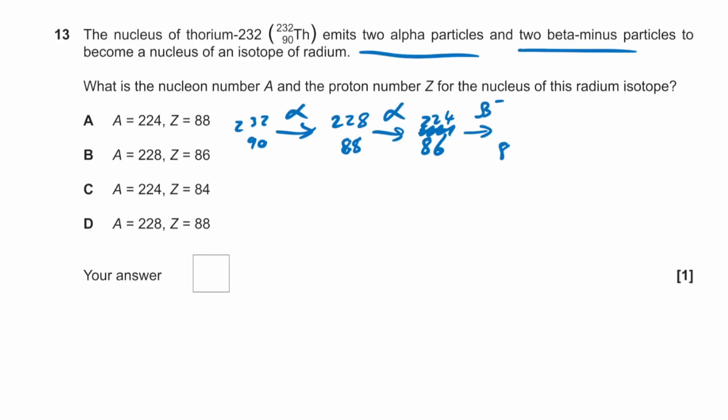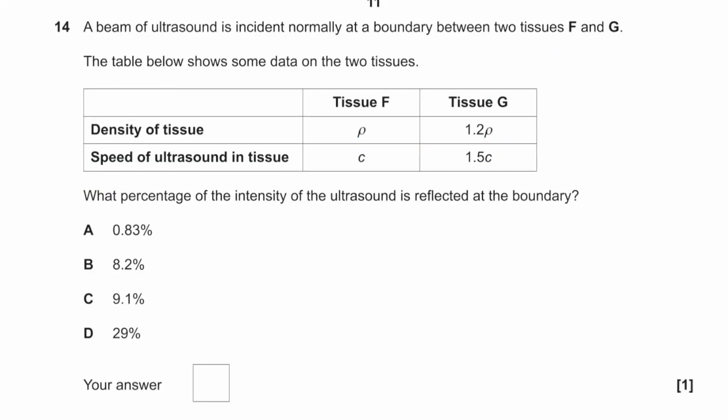We know the proton number goes up, so we're going to end up with an atomic number of 88. There are 2 of those. So it's either A or D, and we know that the nucleon number stays the same, so therefore it has to be A.